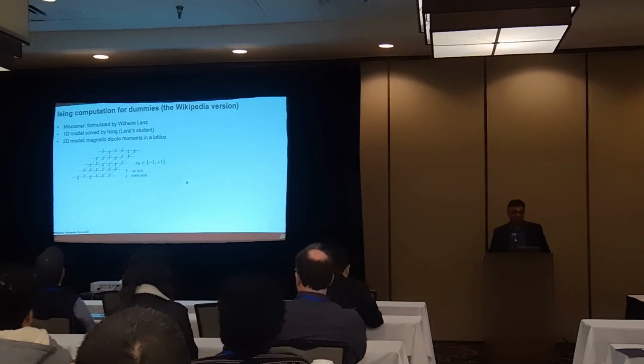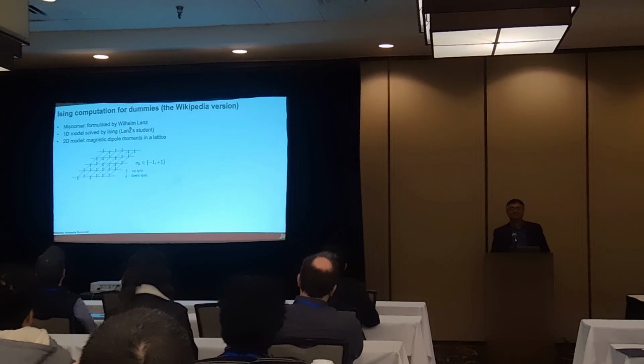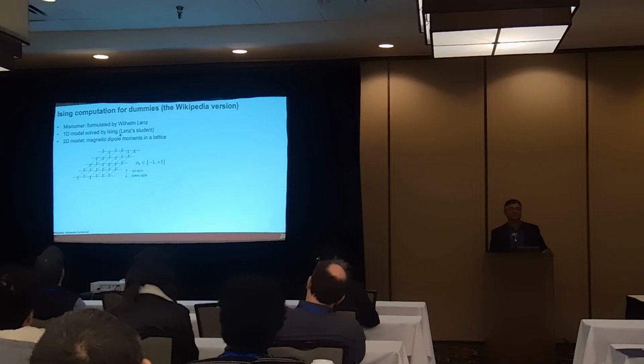A quick primer on Ising computation for dummies, which is me basically. The idea was formulated by a guy named Ernst Ising. His advisor was Wilhelm Lenz, who actually came, Stefan can correct my pronunciation. So he came up with the problem, and he said, well, you've got this magnetized system, so try to find a stable state. He gave the 1D model to Ising, and Ising solved it.